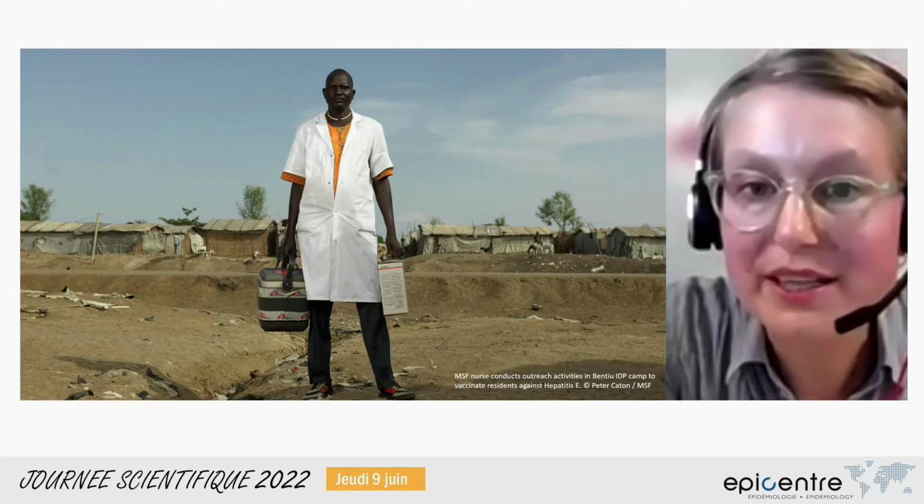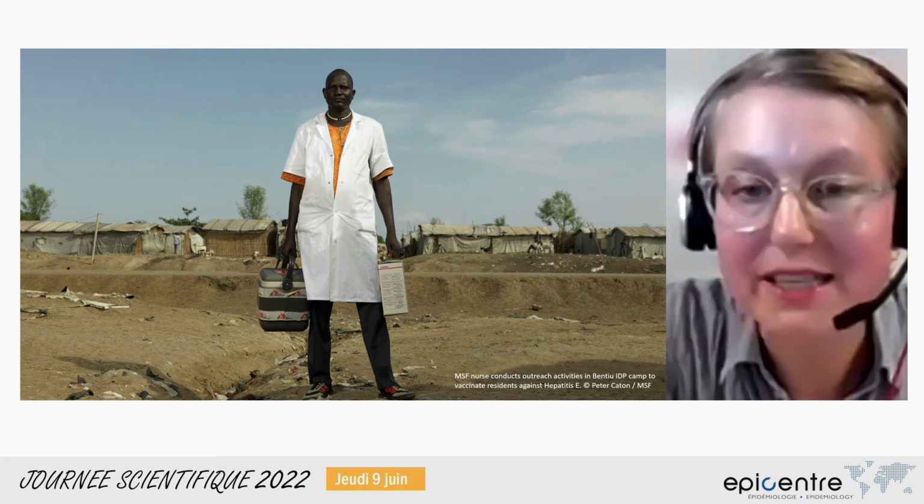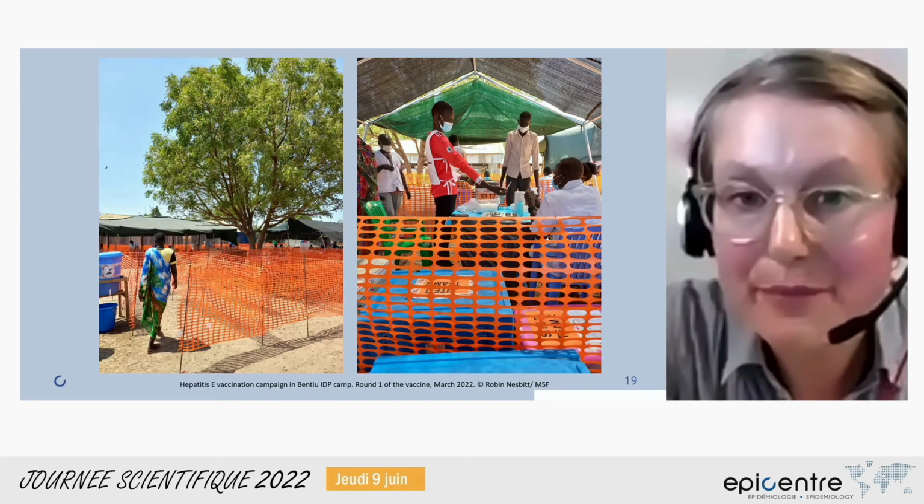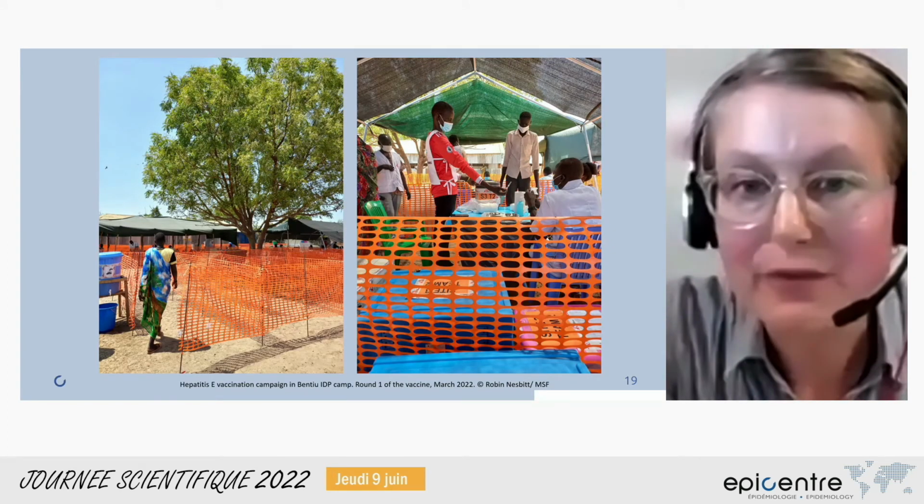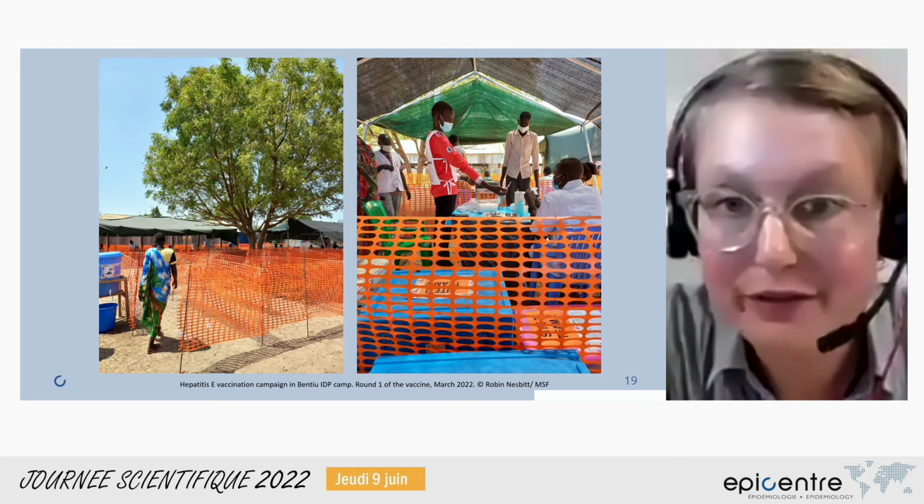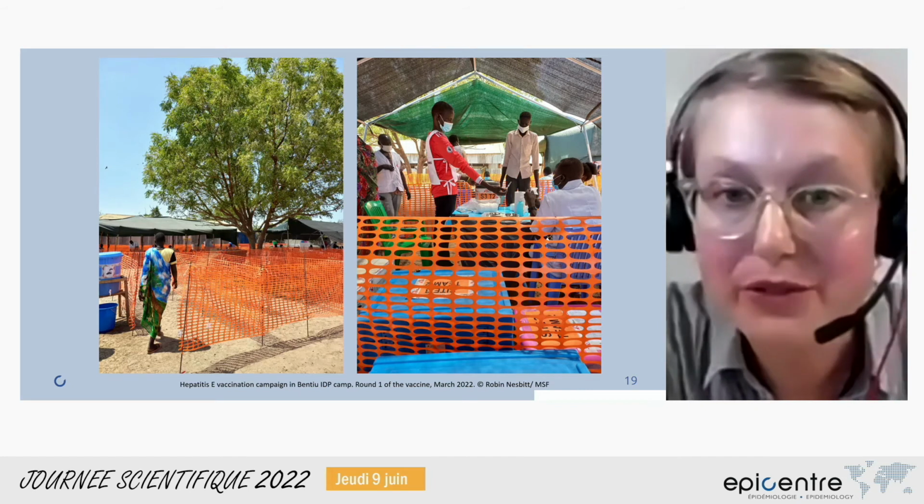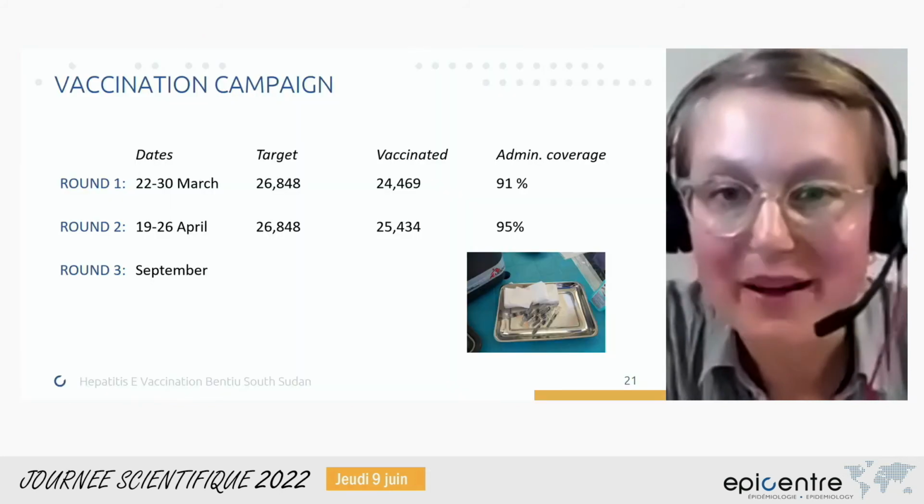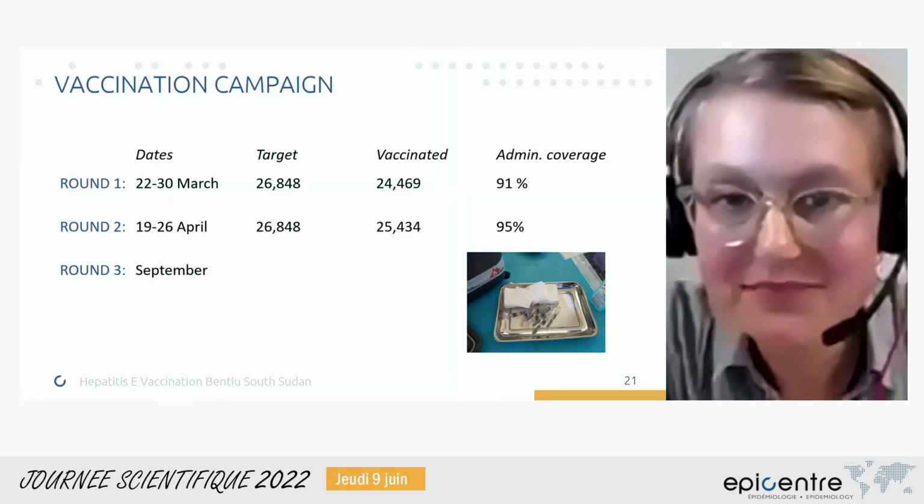This photo here shows one of our nurse vaccinators getting ready to vaccinate the population in a mobile site in Bentiu IDP camp. These two photos here show one of the fixed sites in one of the primary healthcare clinics during the first round of vaccination in March of 2022. And this last photo here shows 3 of our MSF staff preparing to tally the people vaccinated and record the information on vaccination cards.